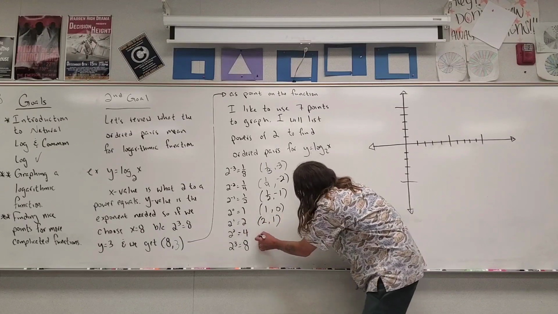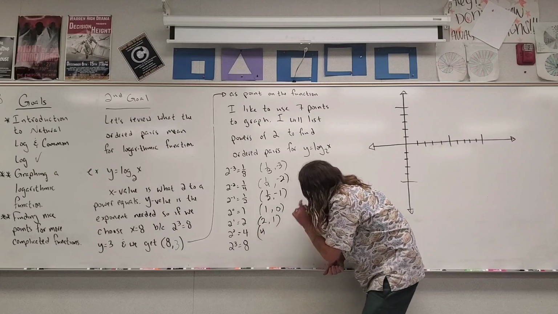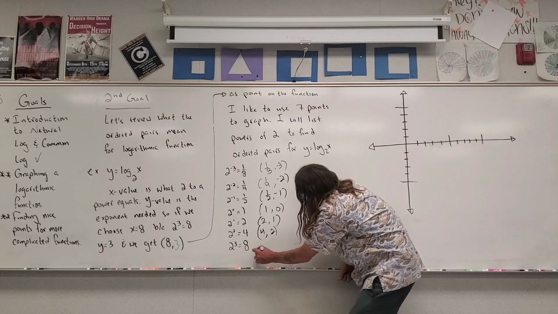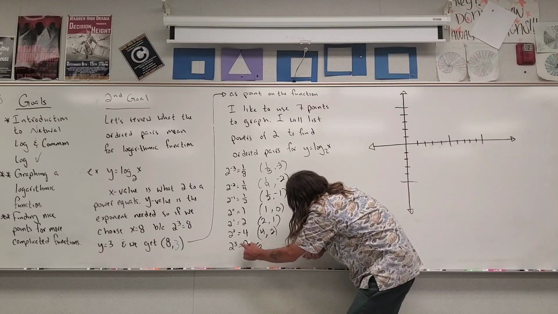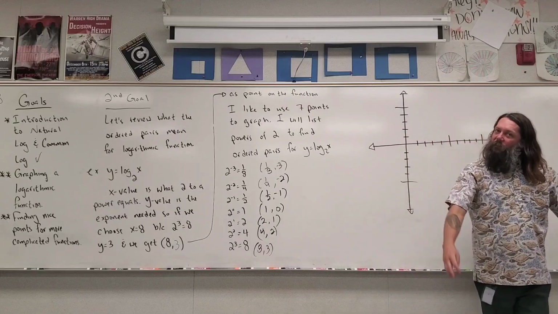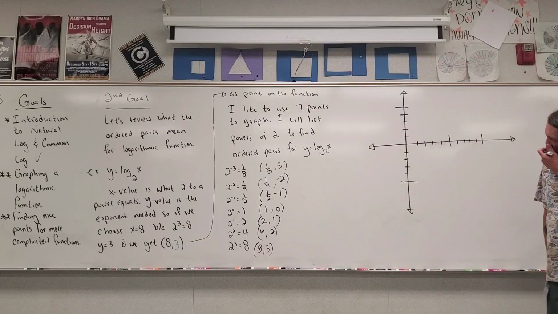Here, my x value is 4, and I need an exponent of 2 to get there. And here, my x value is 8, and I need an exponent of 3 to get there. All right. Real easy to find ordered pairs on these things, right? So let's go ahead and graph these.